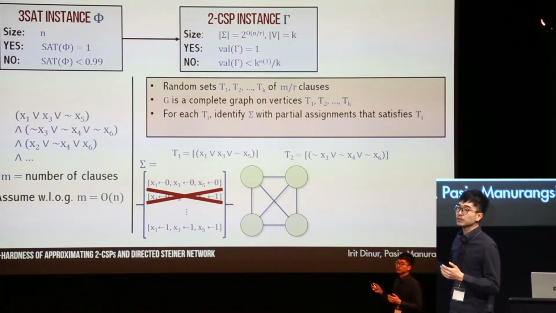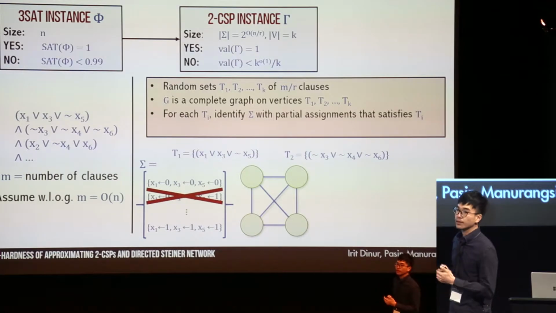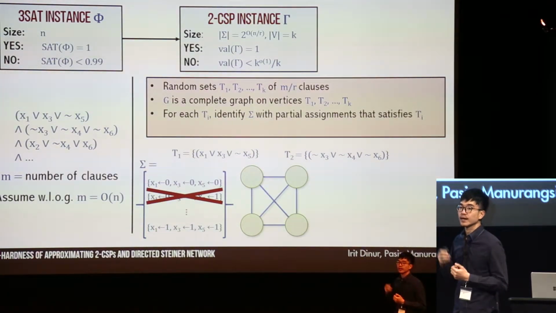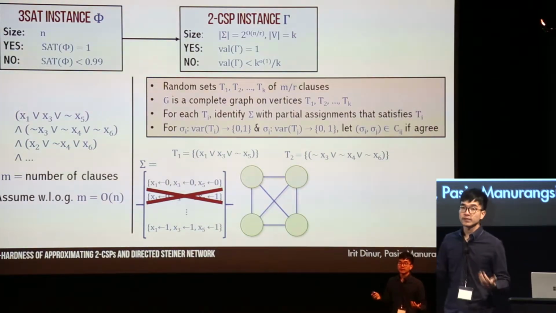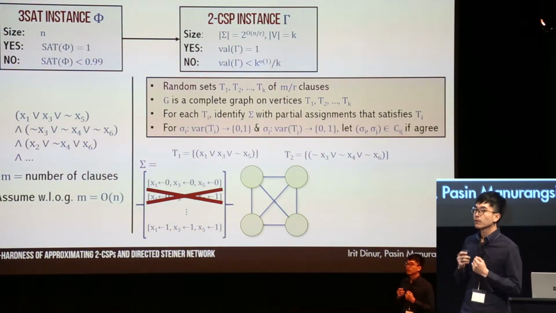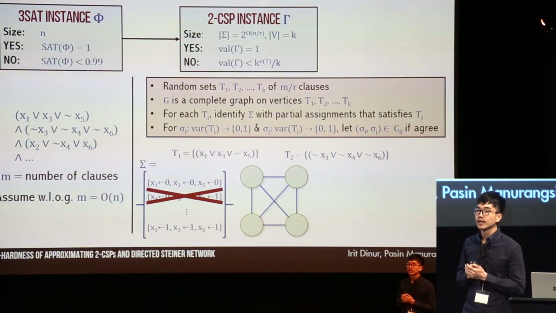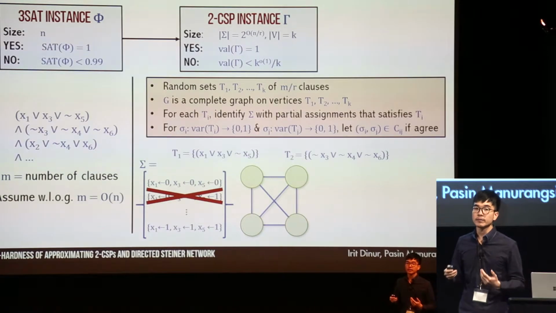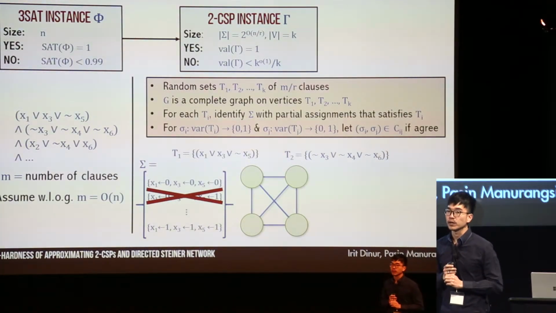So now the alphabet size will be 7. Each of the 7 elements will be associated with all the 7 assignments to these 3 variables that satisfy the clause. And the constraint is also defined very naturally. We say that the 2 partial assignments satisfy the constraint if they agree.